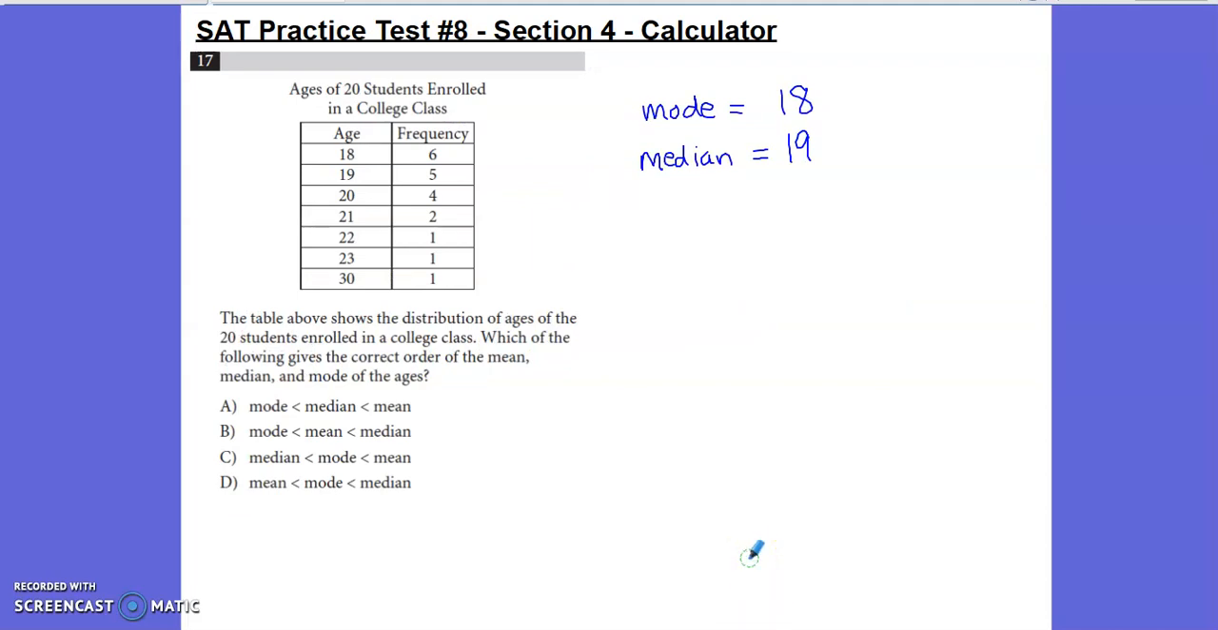If you look at this one, we've got a table. So before we even read the question or the problem statement, let's just analyze what we're given. We've got 20 students enrolled in a college class, and we've got their ages being represented. It looks like we've got a lot of freshmen, a few sophomores, a few juniors, and then a few that I guess we might say are either seniors or maybe non-traditional students. So the table shows the distribution of ages of the 20 students.